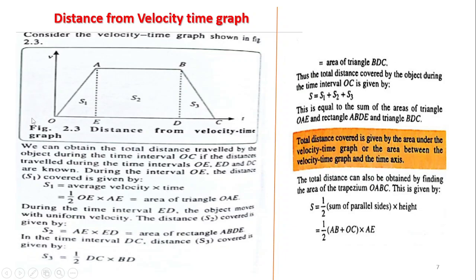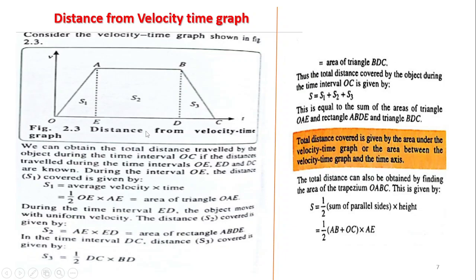By obtaining the area of the shape. How do we obtain the area of the shape? Since this shape here is formed by three shapes, we have the triangle here, the rectangle, and the other triangle here. So we get the area of the first one, the area of the second one, and the area of the third one. Then they are added together to get the total distance traveled.